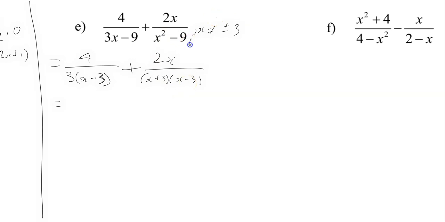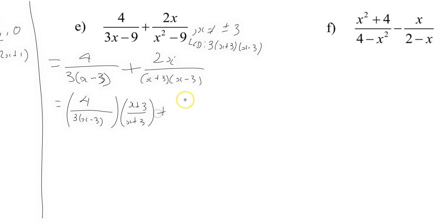The LCD, I always like to write it down. So we need a 3, we need an x plus 3, we need an x minus 3. So this 3x minus 3 needs an x plus 3. And this x plus 3, x minus 3 needs a 3.